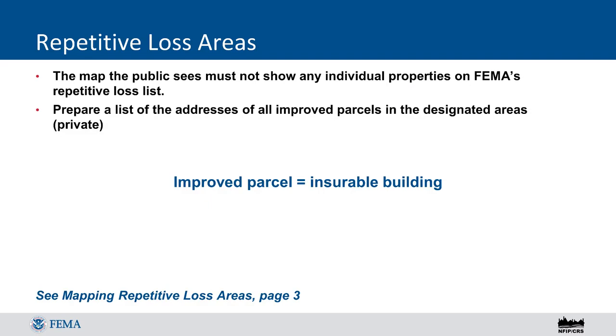Just remember, as you map your areas, the map the public sees must not show any individual properties that are on FEMA's repetitive loss list. You could prepare a list of addresses of all the improved parcels in the designated areas, and that is also private.